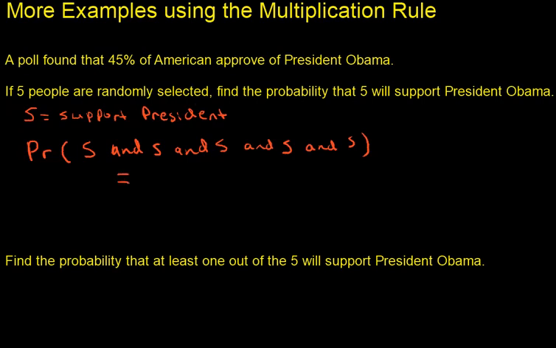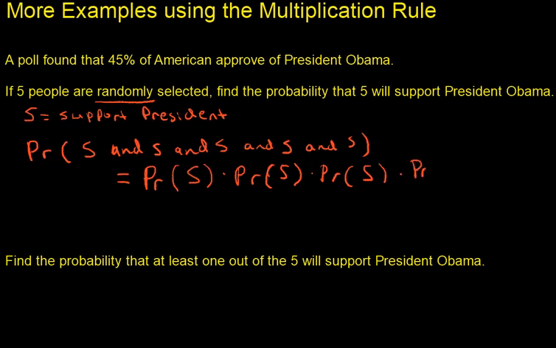Now, I do not need to be worried about using the given that the previous person chose that they support Obama. The reason why I don't have to be concerned about that, looking at the multiplication rule, is because these people are randomly selected. So what one person says has nothing to do with what the other person says. So these are independent events. Whether or not one person supports the president has nothing to do with whether or not the next person supports the president. So when I'm using the multiplication rule, I'll just write this as just the product. I don't need to write, given that the previous person supports the president.